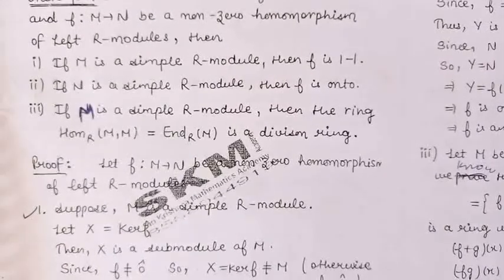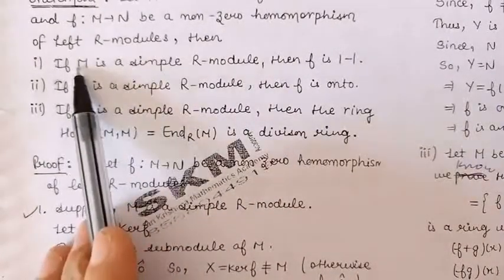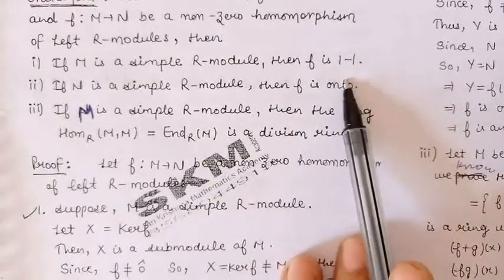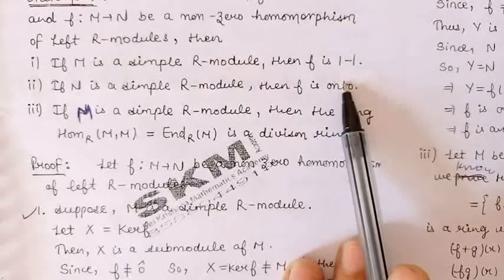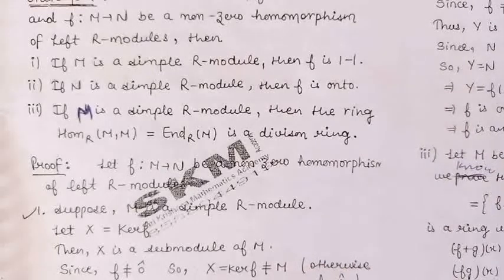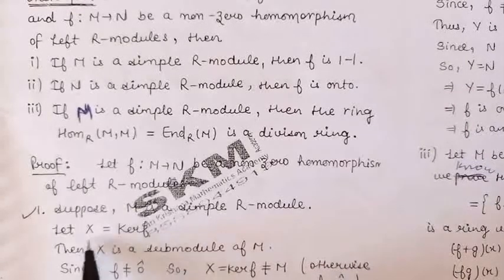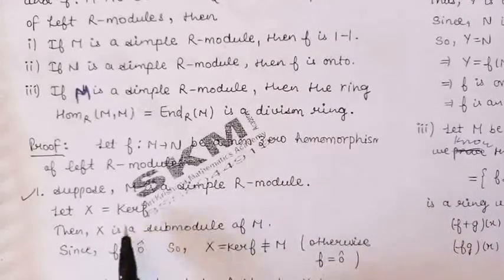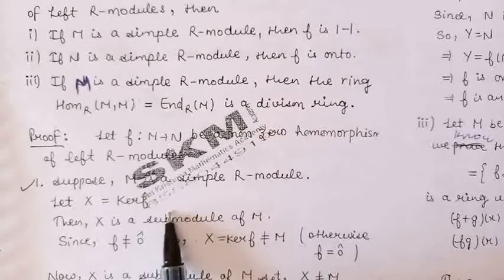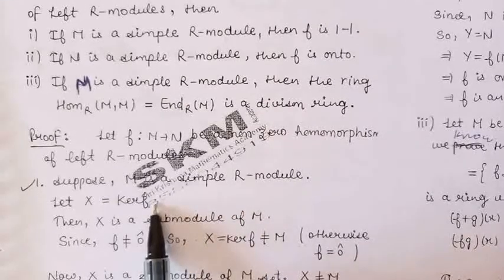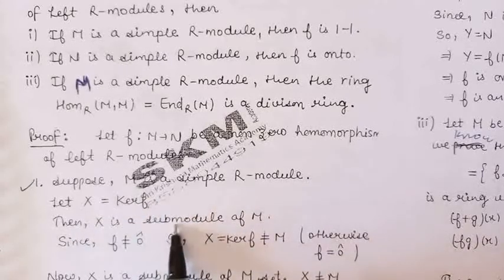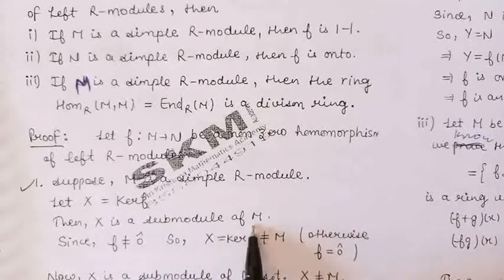So first part. In the first part, we are given that M is a simple R module, and we are to prove that f is 1-1. In order to prove that f is 1-1, let us prove that the kernel of the homomorphism is 0. So we have denoted X as the kernel of the homomorphism f. Now by definition, the kernel of the homomorphism is a submodule of M. So we can say X is a submodule of M.